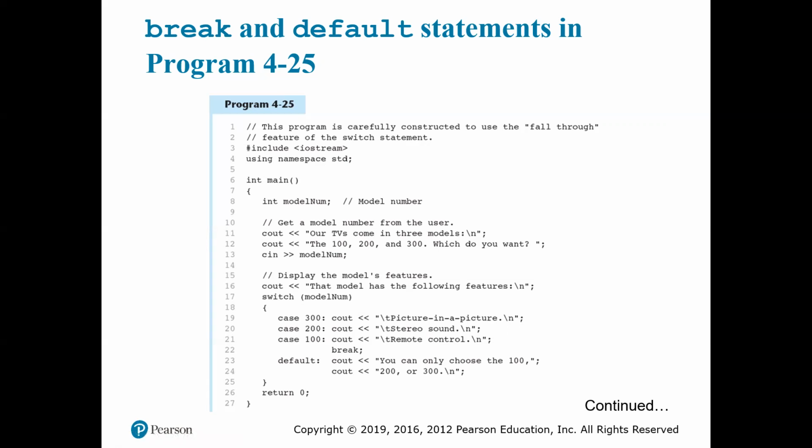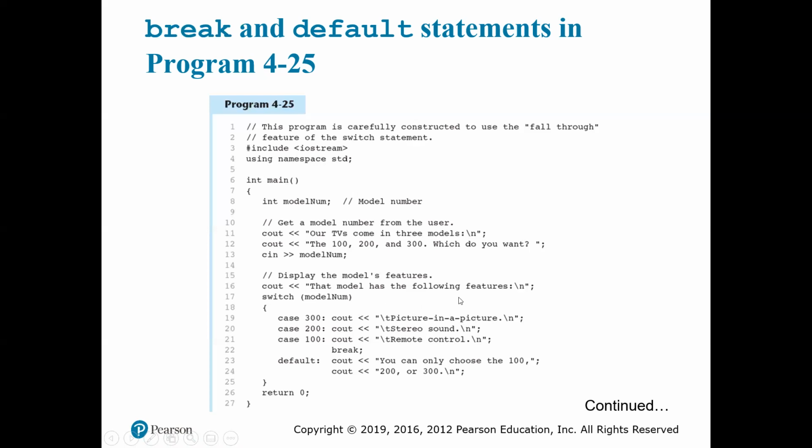Sometimes that's what you want, because maybe the 300 model comes with all of the following. It comes with the picture-in-picture, stereo sound, and remote control. So if you don't break, then it includes all of those. And so sometimes that's exactly what you want. So maybe if you get the 200 model, it includes the stereo sound and the remote control. Okay, so that might be what you want it to do. But if you didn't want it to include the remote control, then you would put a break here.